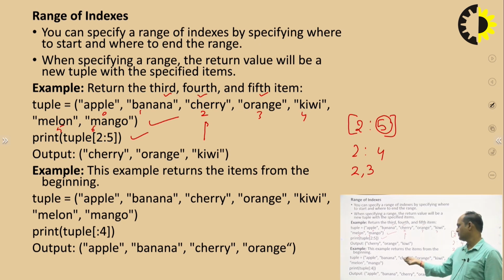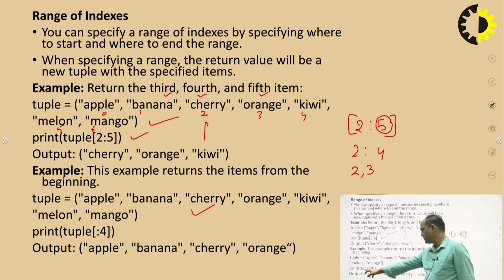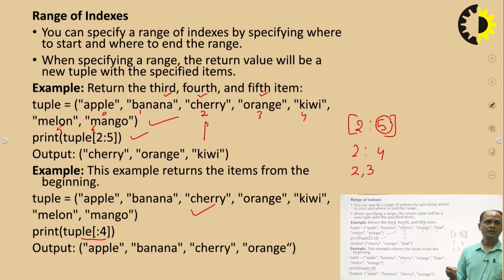Now, taking another example, this example returns the items from the beginning. Suppose we define this particular tuple and we pass the print statement, and we do not give the starting index. So what will the value of the starting index be? By default it will take 0. So if I define this type of statement, what does it mean? It means we define 0 to 4.